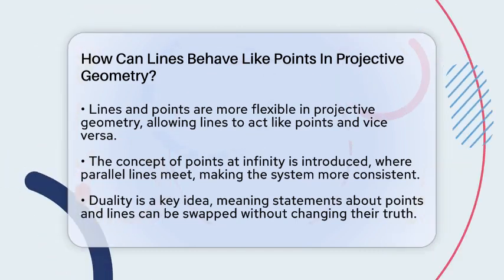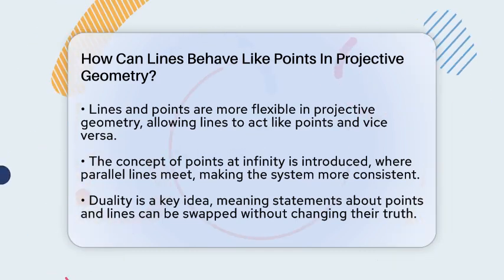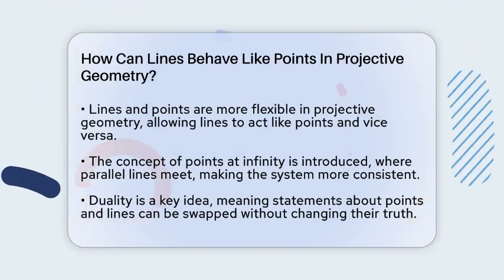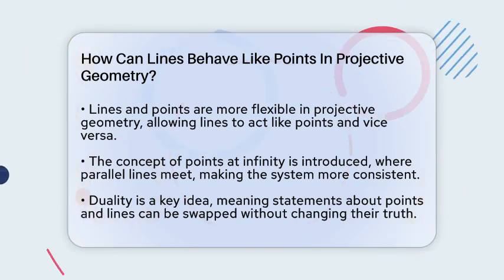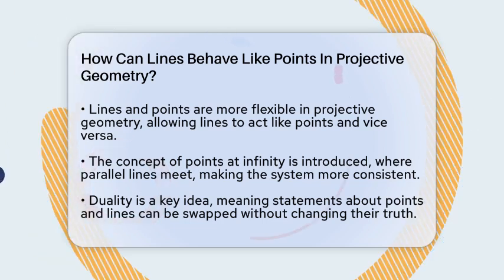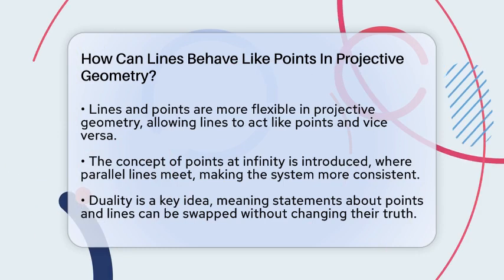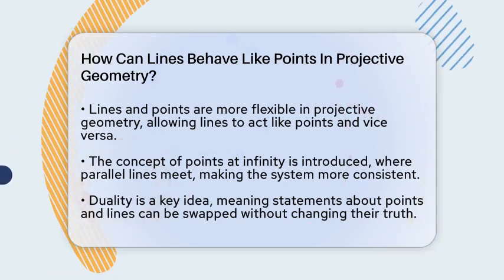This branch of mathematics extends the normal ideas of shapes and lines by adding special points called points at infinity. These are places where parallel lines meet, which never happens in regular geometry. When you think about it, this makes the rules more balanced and consistent.